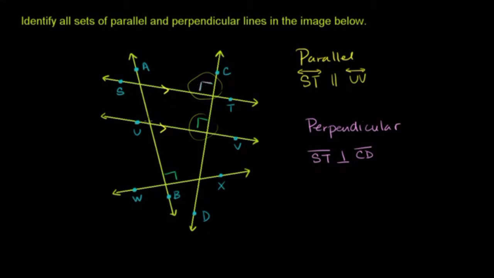By the exact same argument, line UV is perpendicular to CD. Let me make sure I specify these as lines. Line UV is perpendicular to CD. So UV and ST are perpendicular to CD. And then after that, the only other information where they definitely tell us that two lines are intersecting at right angles are line AB and WX. So AB is definitely perpendicular to line WX. And I think we are done.